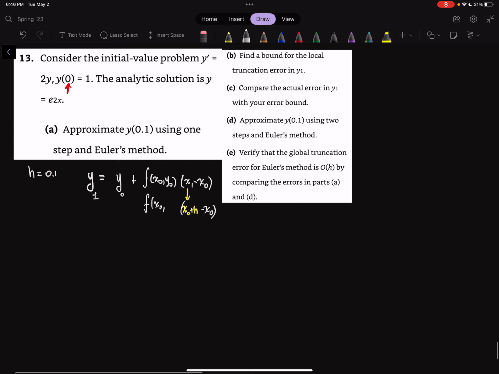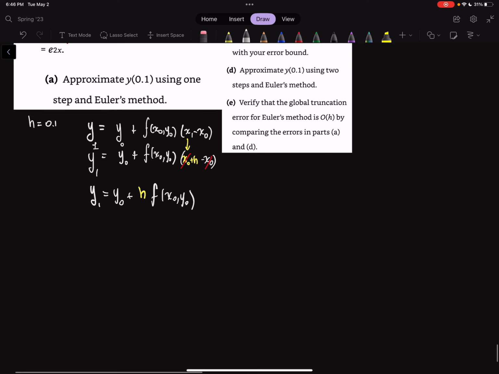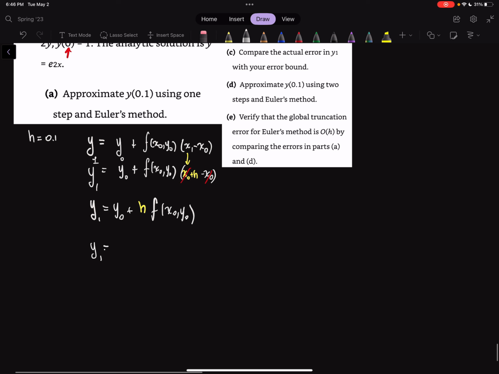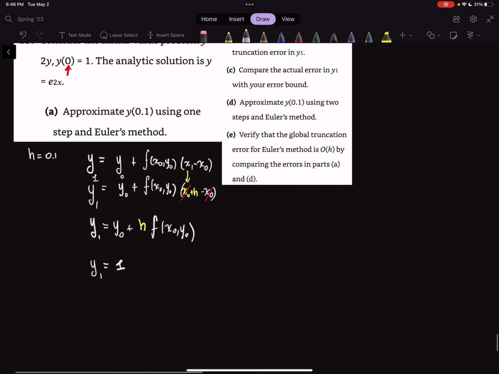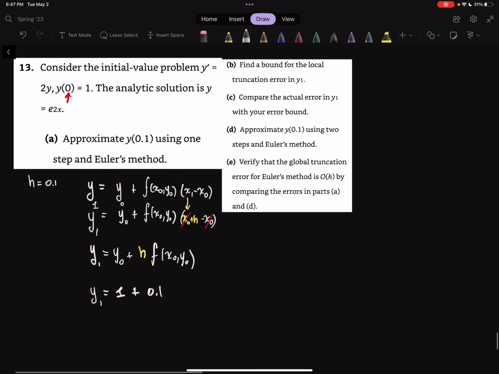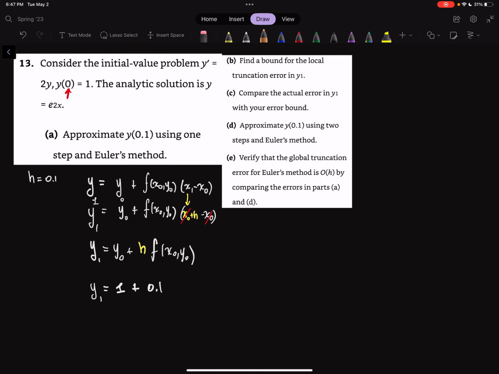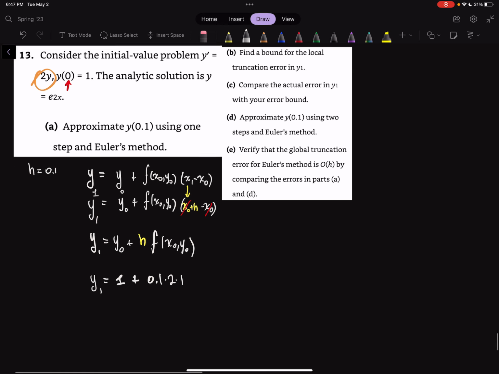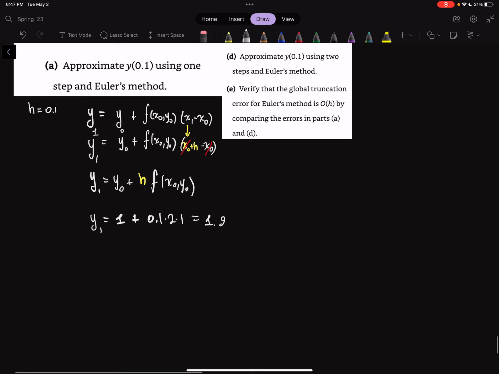And so what happens? Well, it happens that these cancel out. And so we can write y1 is equal to y0 plus h times f of x0, y0. So that's what we're going to do. Our y1 in this case is going to be equal to our first y plus our step, which is 0.1, times the expression of the slope evaluated at our previous y, which is 2y. So 2 times our previous y, which is 1, we get a solution of 1.2.